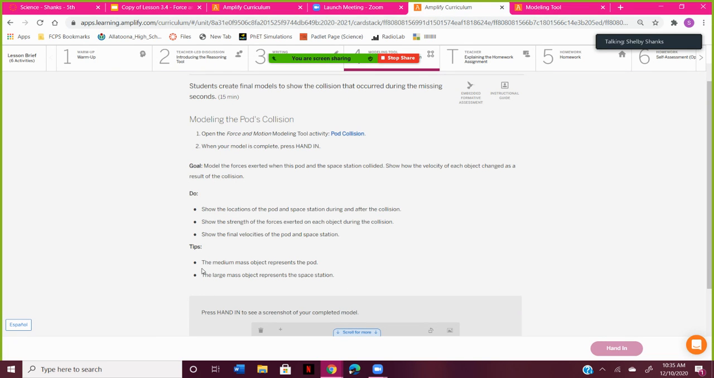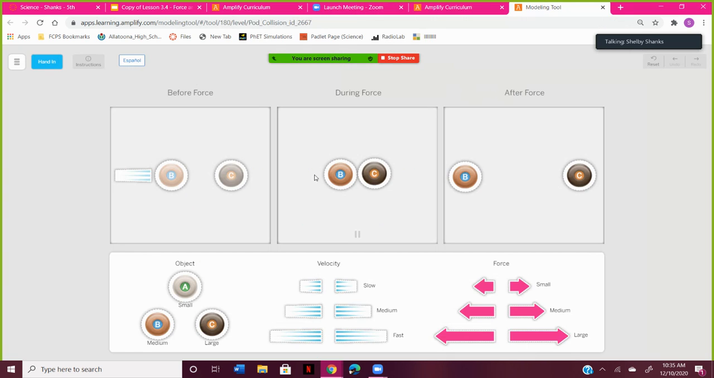And then it gives you some clues that the medium mass object represents the pod and the large mass object represents the space station. Okay, so the darker one represents the space station, lighter one represents the pod. Okay, take a few minutes to get this model filled out.